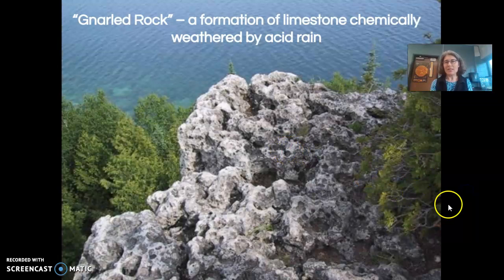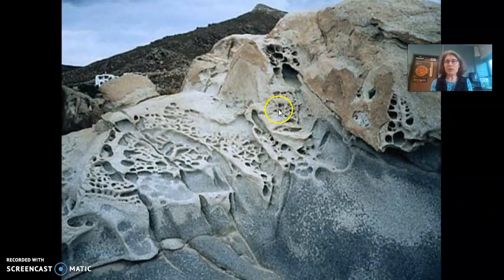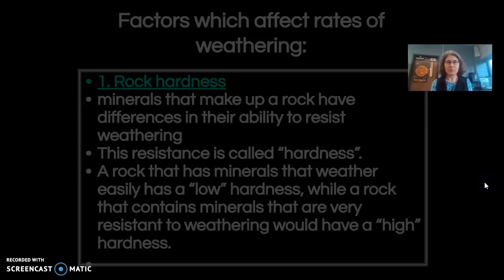So this gnarled rock is actually a result of acid rain falling on a limestone. Here we just have a close-up view, and you can see that the surface ends up looking a little bit like Swiss cheese as droplets of water that are acidic pool onto that rock and start dissolving those minerals. They then wash away.